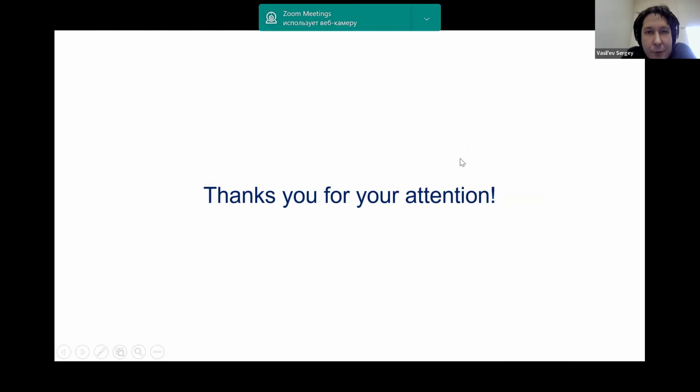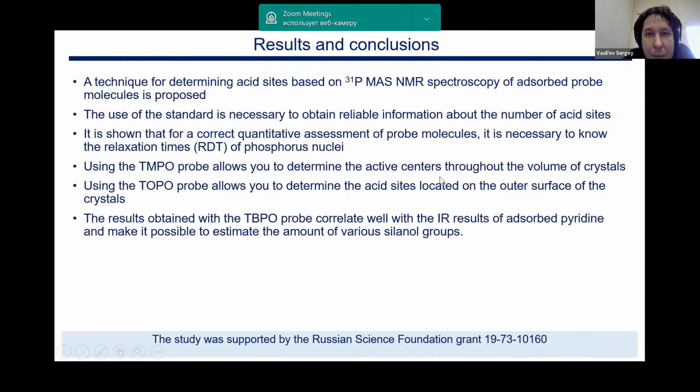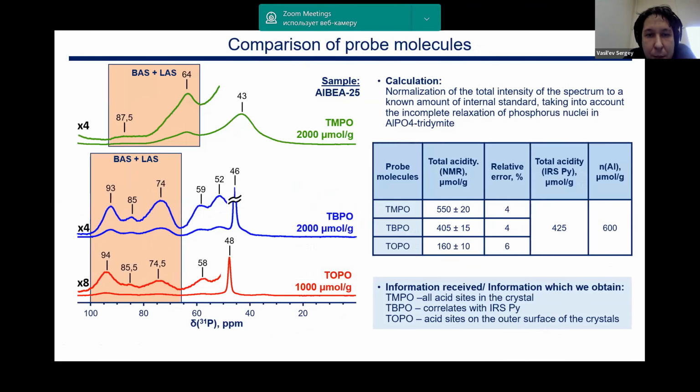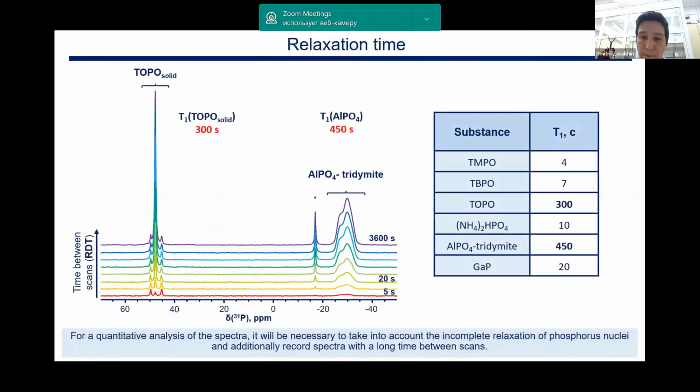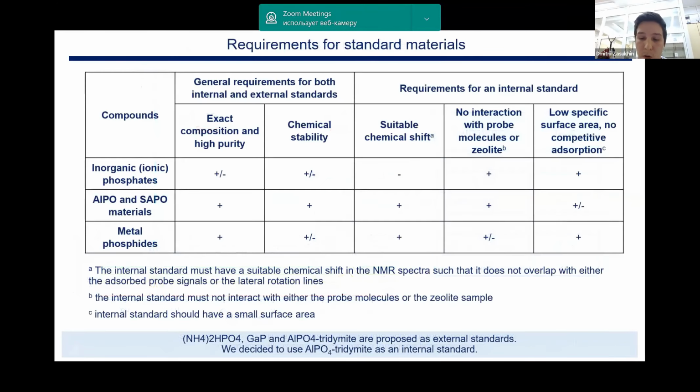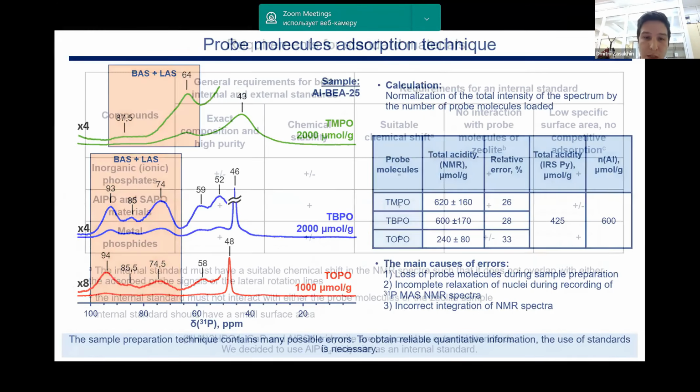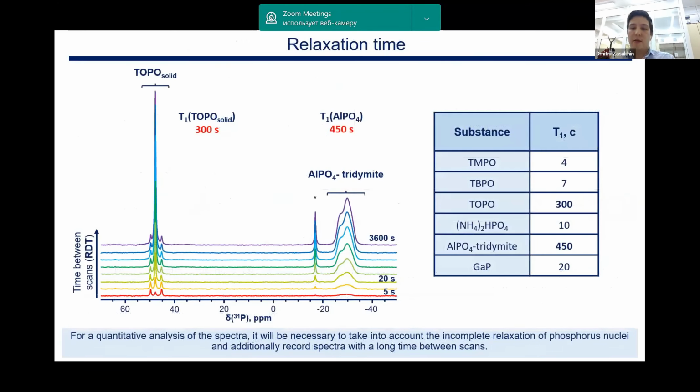I have a small suggestion about long relaxation time. And I wanted to first ask how many scans do you apply for phosphorus to obtain the spectra? So now, when we register spectra with full relaxation of internal standard, we obtain about 8 scans.